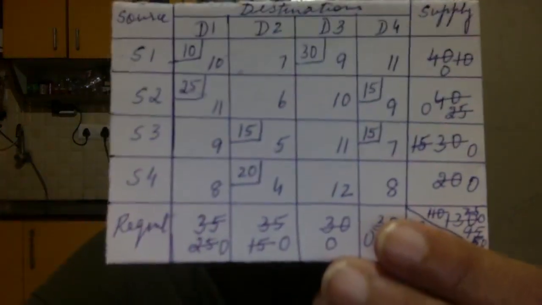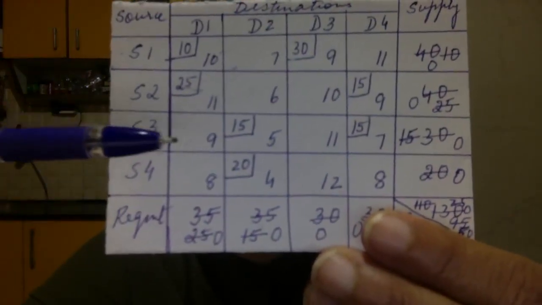Okay. The second row is over. We come to the third row, S3 D1, which is 9. So I have 5 unoccupied cells. I have to get 4 more.